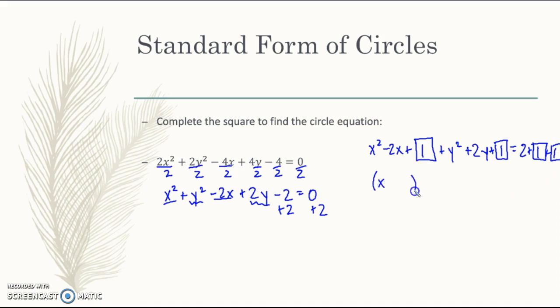And then this side I'm going to write in my parentheses. To figure out what goes in the parentheses, we just take half of b, so x minus 1. And then over here y plus 1. And then 2 plus 1 plus 1 gives me 4. If I wanted to go ahead and graph this one, my center would be at 1, negative 1. And my radius would be 2 because I need to square root whatever it's equal to get the radius.